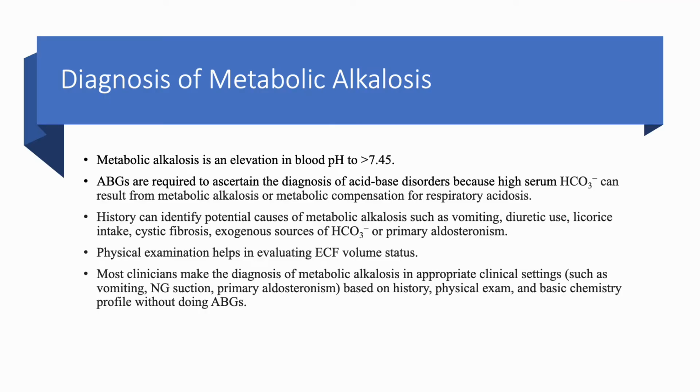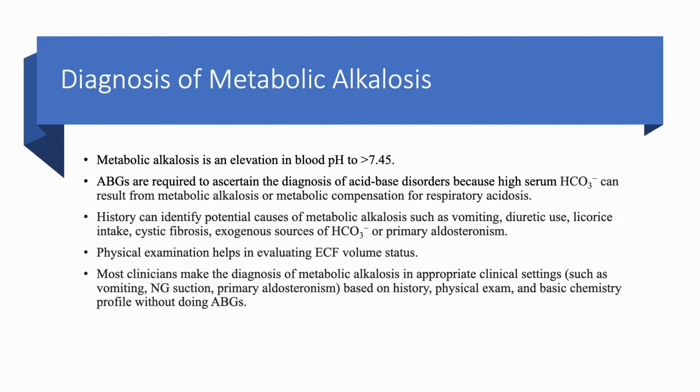Let's discuss the diagnosis of metabolic alkalosis. First, you need arterial blood gas. To ascertain the diagnosis of any acid-base disorder, you need arterial blood gases. You don't have to get it every time, but you cannot say with certainty that this is the diagnosis unless you have arterial blood gases. So to establish the diagnosis of metabolic alkalosis, you need two things. You need blood pH above 7.45, and you need elevated serum CO2 or high serum bicarbonate. High serum bicarbonate can also be seen in metabolic compensation for respiratory acidosis. Therefore, in and of itself it is not enough to make the diagnosis of metabolic alkalosis.